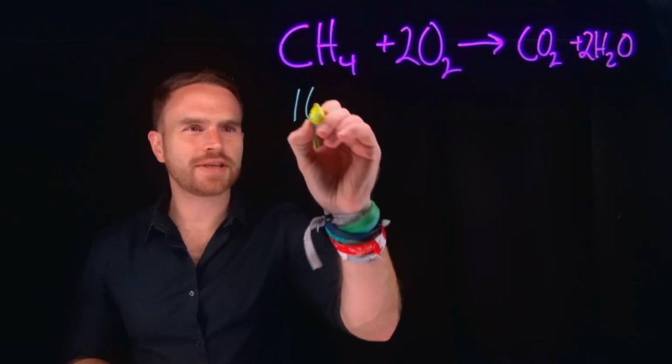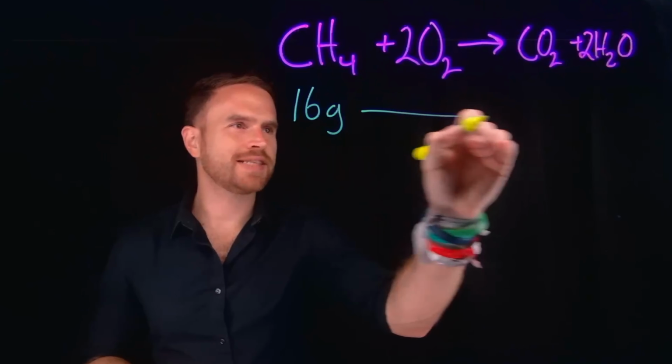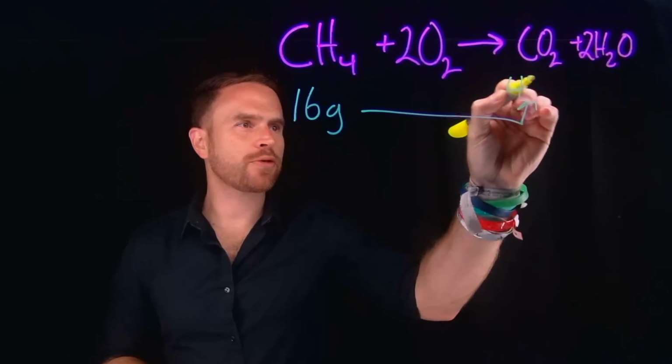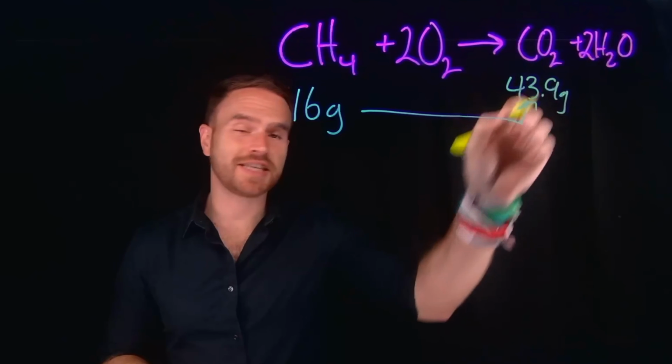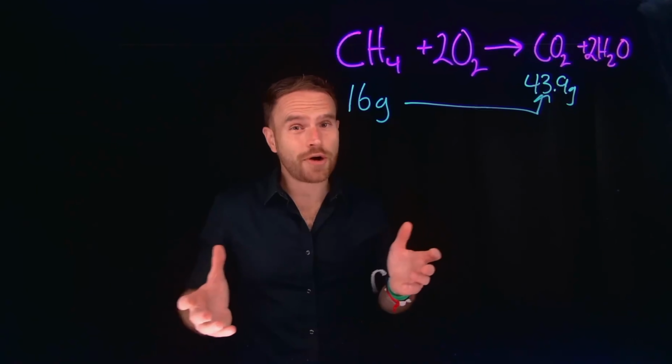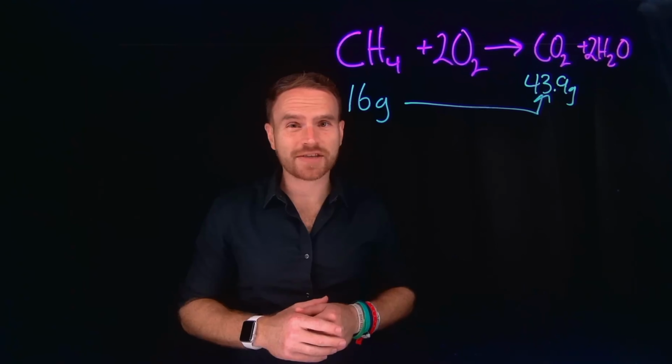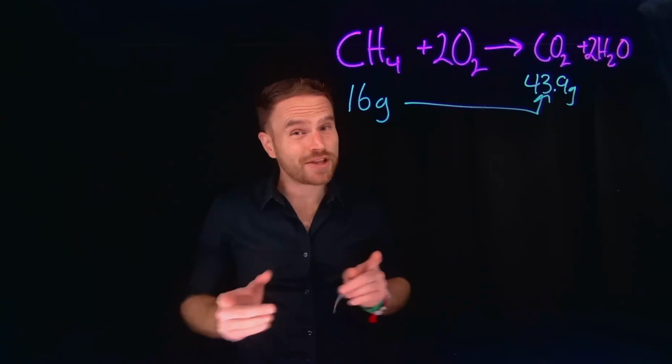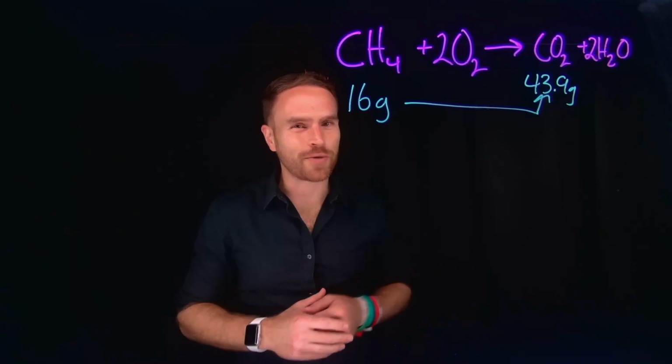16 grams of methane, or CH4, is the equivalent of 43.9 grams of CO2, or carbon dioxide. Don't know how I did that? Well, stick around, because by the end of this video, you'll be a pro at stoichiometry, even the tricky ones with grams, moles, and limiting reagents.